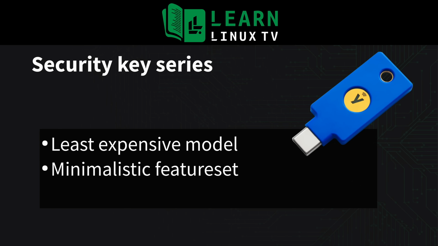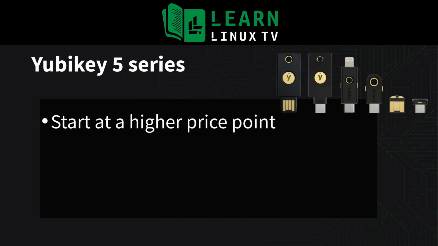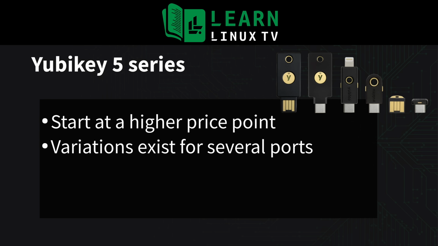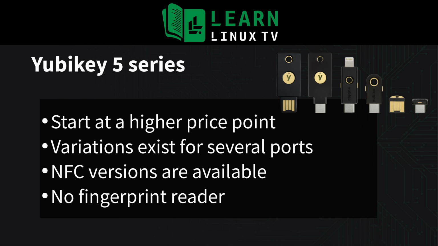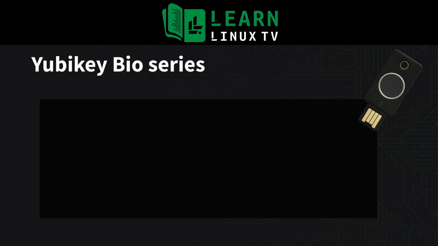The next category is the YubiKey 5 series. These keys start at a higher price point and give you access to additional features. I counted like 6 variations of the YubiKey 5 series, but for the most part, the main difference between the keys in this category is the port that they use to connect to your device. Variations exist for USB Type A and C, just like the Security Key category, but there's also versions with Lightning connectors, as well as NFC, which enables you to use the key without physically connecting anything at all. However, even with the expanded feature set of the 5 series, none of the keys in this category have a fingerprint reader.